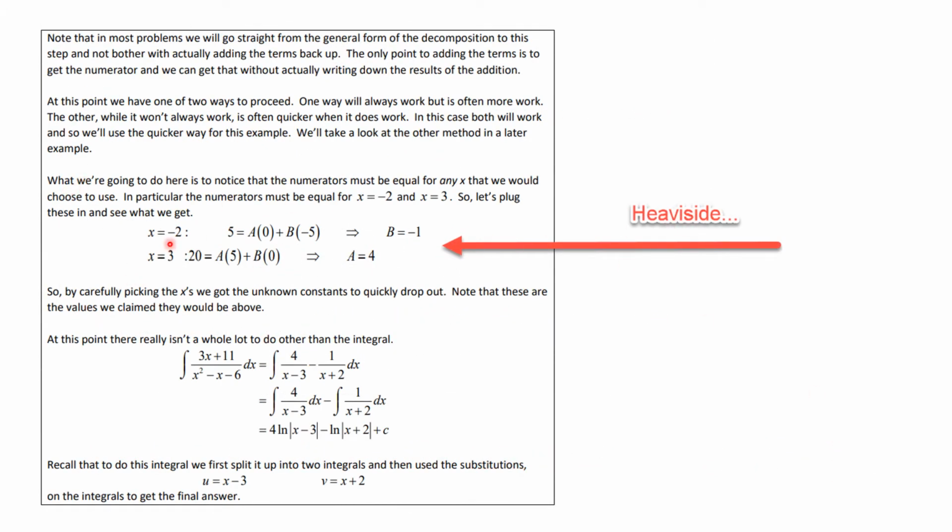Another way, though, is the Heaviside technique, and there I can say what happens when x equals minus 2, and that tells me B has to be minus 1, and what happens when x is equal to 3, and that says that A is equal to 4. So again, I know what those coefficients are, and this is using the Heaviside technique that we will talk about separately. Again, my engineers really like this technique. So now we know what A and B are, so we can write it this way, and this is the same answer we got earlier. And so this is the answer to the problem.